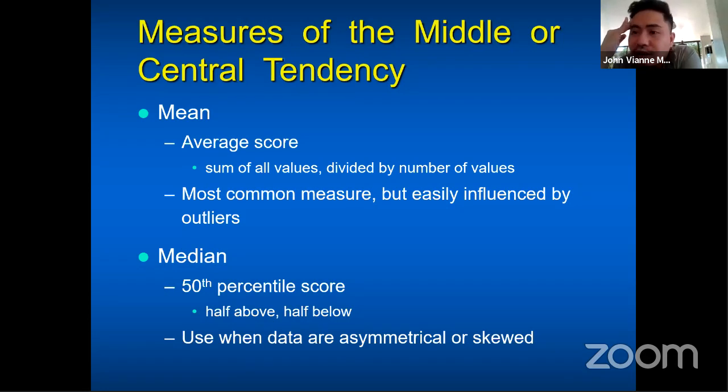In the case of an even number, what we're going to do is get the two middle values after you rearrange them from the smallest to the highest, and then you divide them by 2, and that will be the median score. The median is the 50th percentile, so it's half above, half below. And we use it when the data are asymmetrical or skewed.